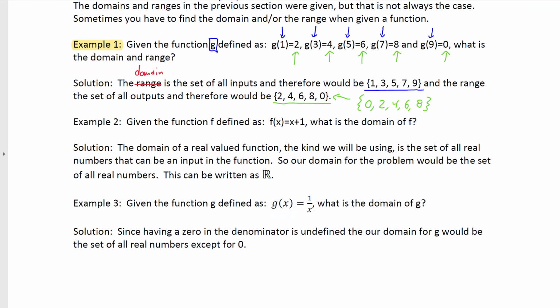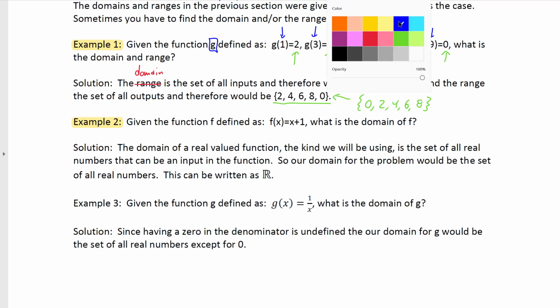All right, example 2 starts right here. It says, given the function f defined as f of x is equal to x plus 1, what is the domain of f? Well, here we don't have specific numbers. Here we actually have an entire formula. So how are we going to deal with that?